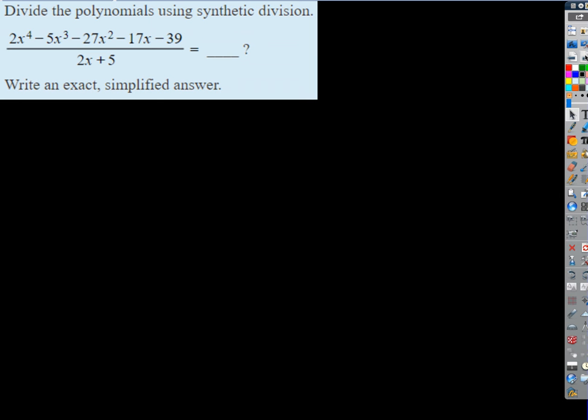Okay, good. So we need the bottom to look like x plus or minus a number in order for synthetic division to work. So we're just going to divide both the top and the bottom by 2. Right? So we would just rewrite this essentially. I mean, we wouldn't have to rewrite the whole thing. We just know that out in front, the 0 of the denominator is going to be what? Negative 5 halves.